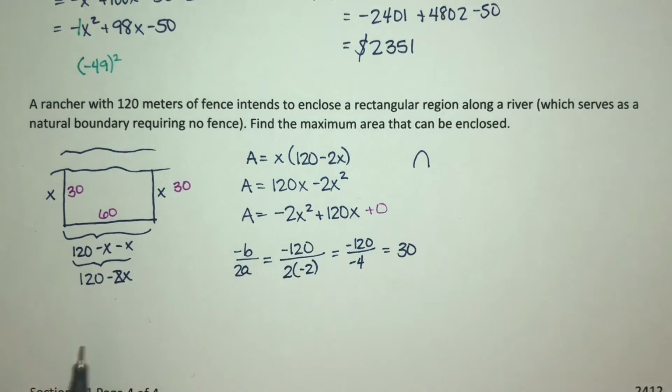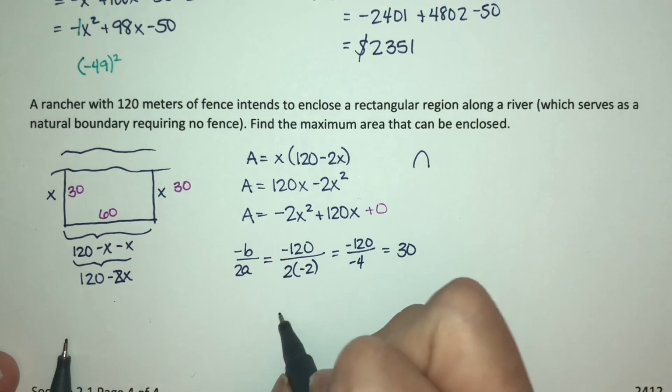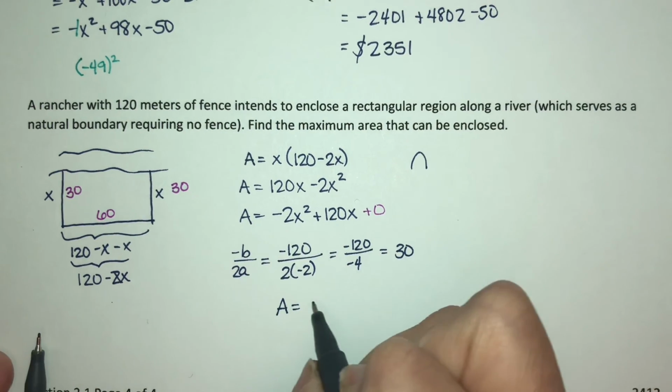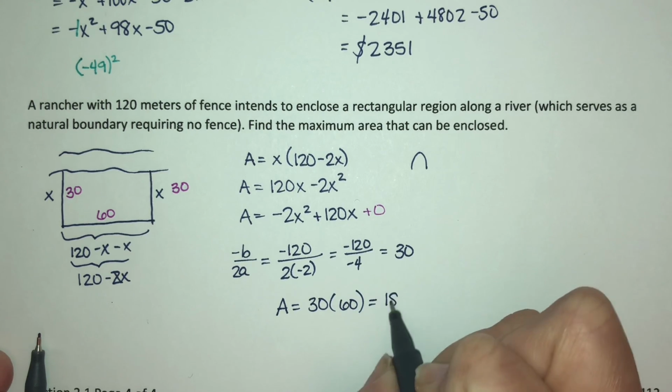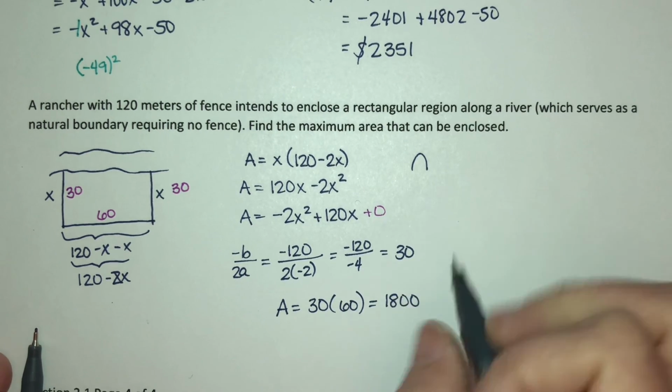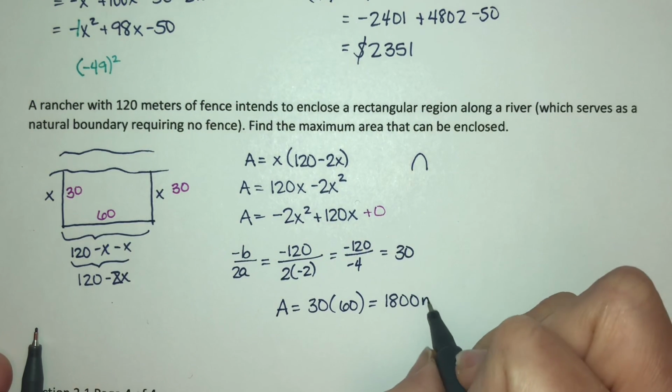We're asked to find the maximum area. So this area would be 30 times 60, which is 1,800. Our units are meters squared.